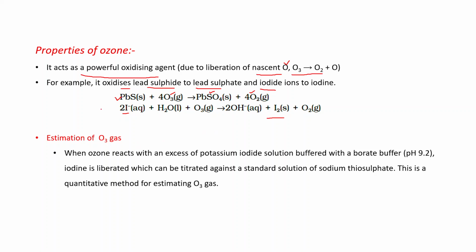This reaction is useful for the estimation of ozone. How? When ozone reacts with an excess of potassium iodide solution buffered with a borate buffer, I think you are familiar with this buffer solution, it maintains the pH. Then iodine is liberated, which can be titrated against a standard solution of sodium thiosulfate. This is a quantitative method for estimating O3. That is, O3 is converted into iodine, and then this iodine is titrated against a standard solution of sodium thiosulfate.